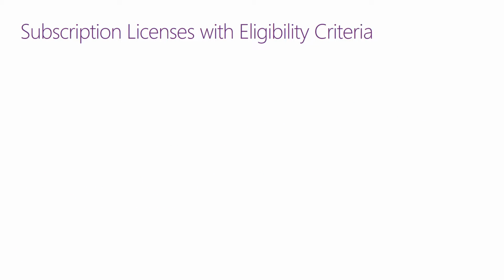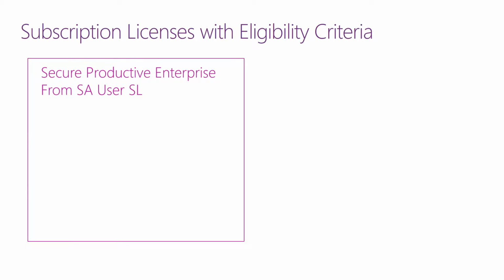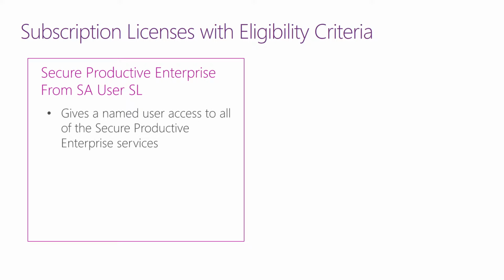I've got a couple of examples to talk through on this slide. Let's start with an example of a From SA user subscription license. And you can see here I've chosen the Secure Productive Enterprise one. This gives a user access to all of the Secure Productive Enterprise services, and it's targeted at those organisations who have used traditional on-premises software and now want to move to the cloud.